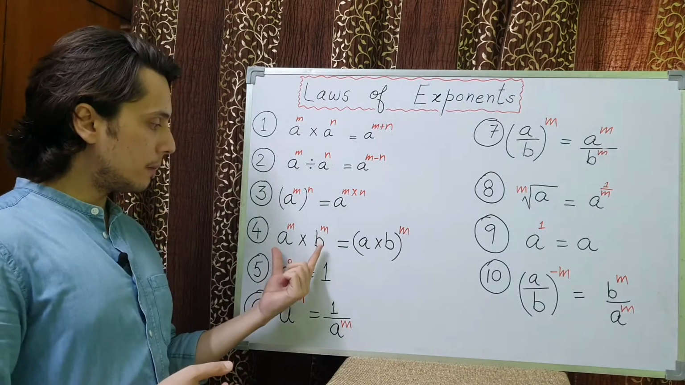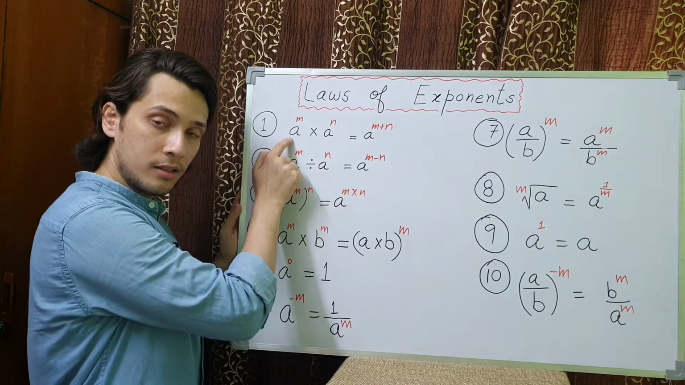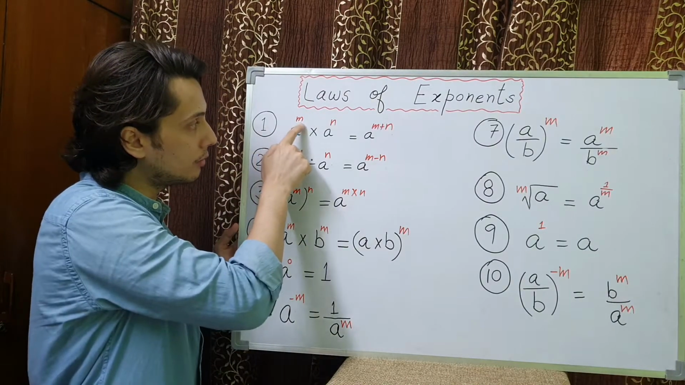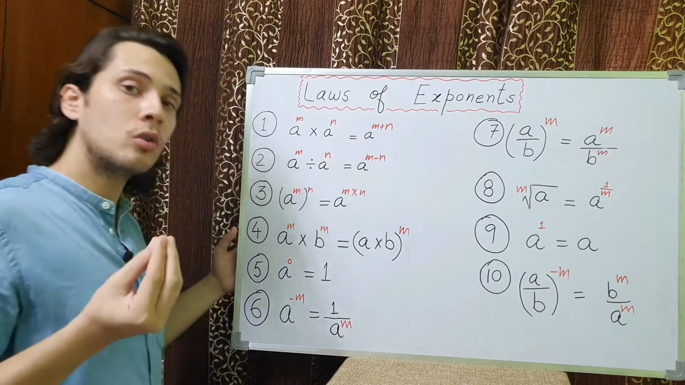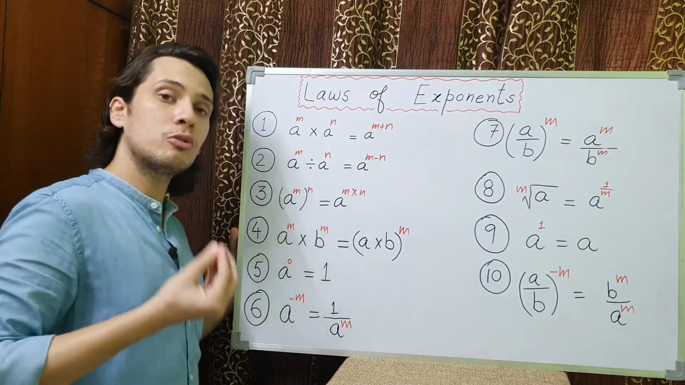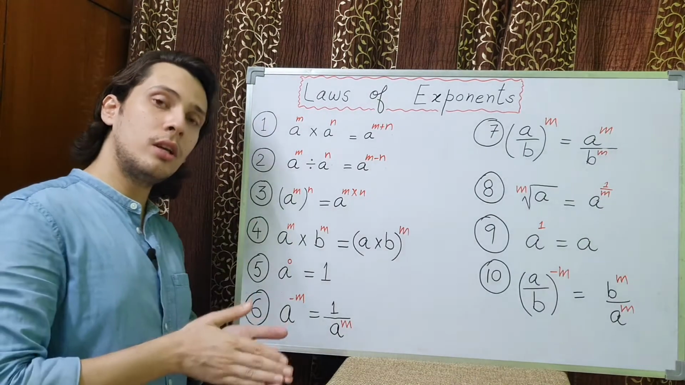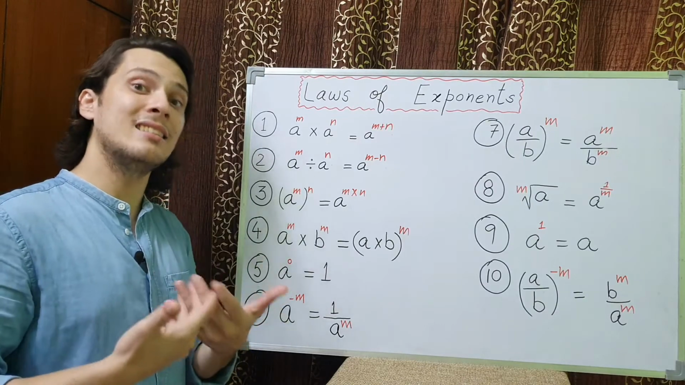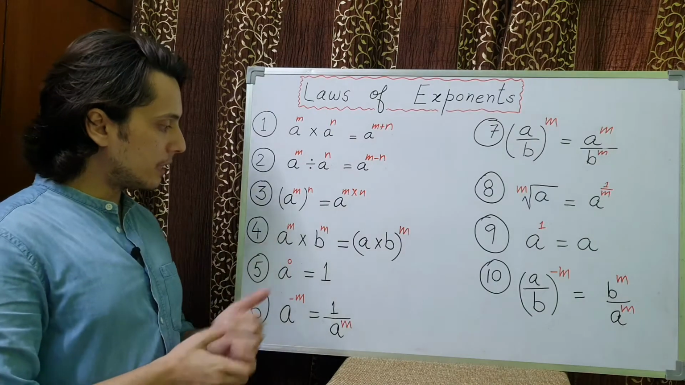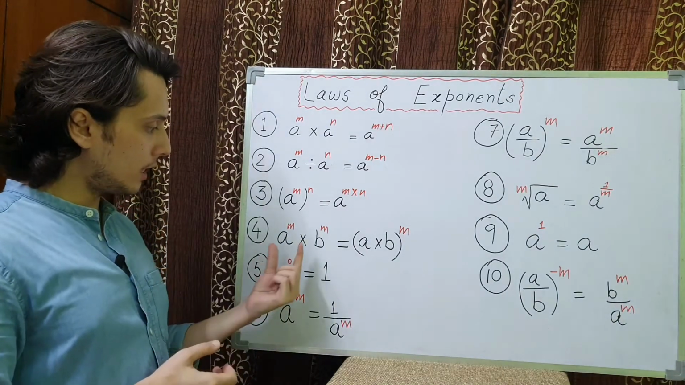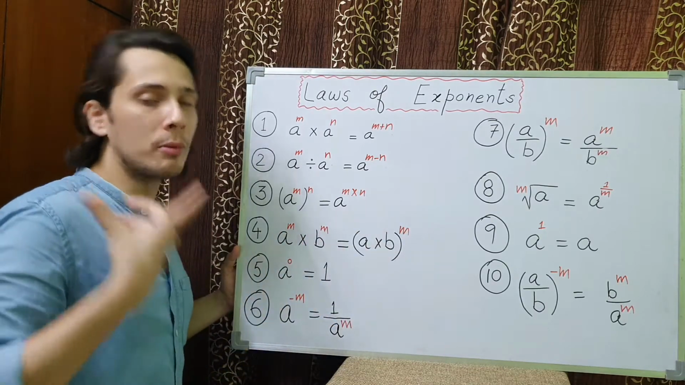The next law is a raised to the power m multiplied by b raised to the power m, when the bases are different. The thing written in black, a, is called the base, and the thing written in red is called the power. It is also called exponent, and it is also called index. Index is the singular and indices is plural. So a raised to the power m multiplied by b raised to the power m gives you a into b. The bases are multiplied and the power is taken out to be common to both.